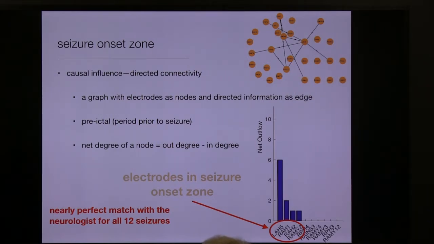Are those electrodes typically neighbors, or are they sometimes all over the place? Typically neighbors. That's right.